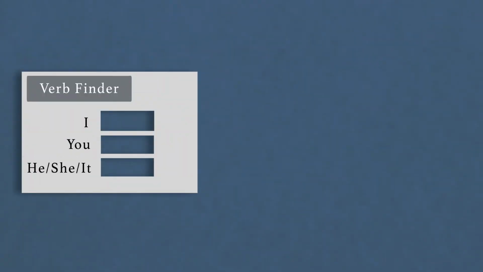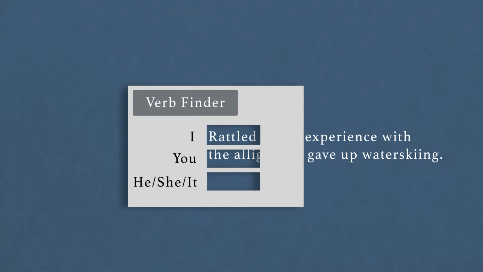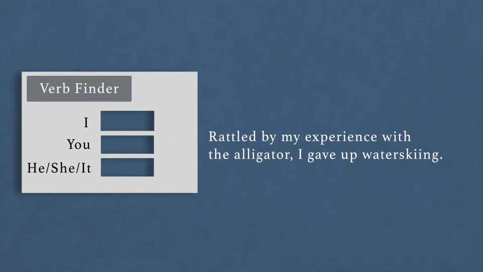So here's a somewhat harder example. Rattled by my experience with the alligator, I gave up water skiing. Rattled looks a whole lot like a verb, doesn't it? And it fits in the verb finder. But here it's actually a participle. A participle is a verb that has been turned into a modifier. We're going to get into that when we get into modifiers.